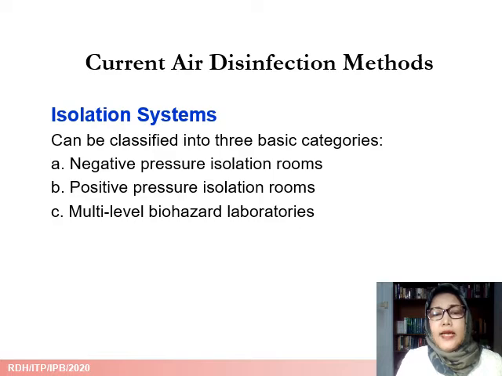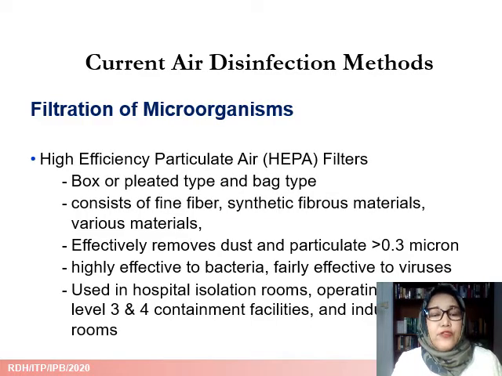One of the current air disinfection methods is isolation systems. This system can classify the rooms into three basic categories: negative pressure isolation room, positive pressure isolation room, and multi-level biohazard laboratories. The second method is filtration of microorganisms, for example, by using high-efficiency particulate air or HEPA filters.